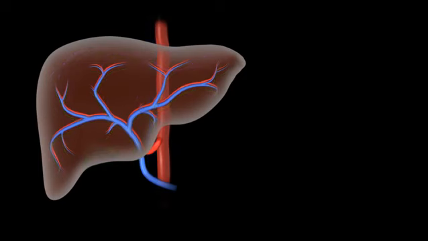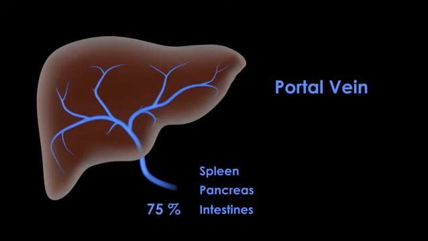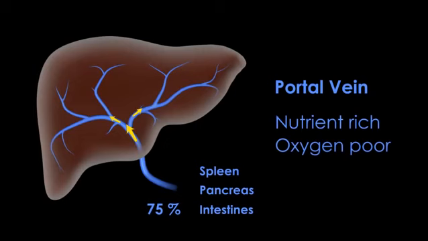The liver has dual blood supplies, one venous and one arterial. The portal vein, which carries blood from the spleen, pancreas, and intestines, contributes about 75% of the blood volume to the liver. This blood is rich in nutrients and other absorbed molecules, but relatively poor in oxygen content.